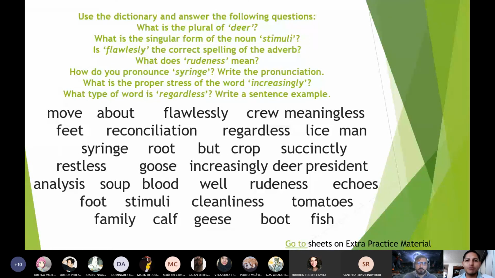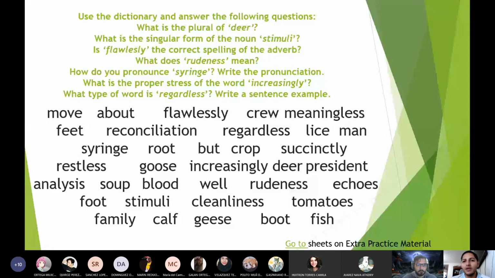What is the correct stress of the word? Can anybody help me with the correct stress of the word? Increasingly. That's correct. Brilliant. Increasingly. Okay. How can you identify the stress of a word? Because it's shown and displayed in the pronunciation section in the dictionary, whether online or the dictionary you have at home.